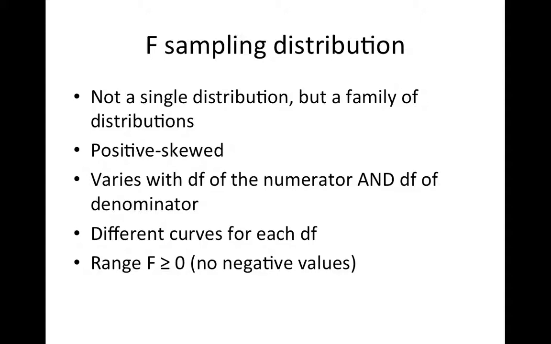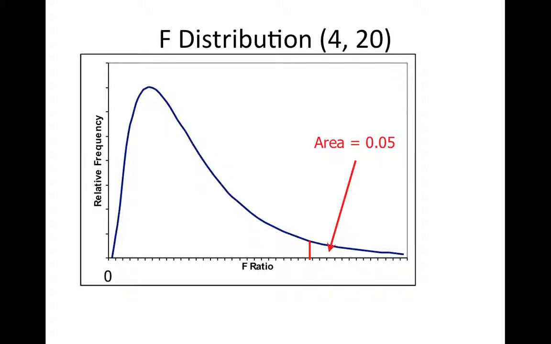Now, it's not a single distribution. It's positively skewed. It varies with degrees of freedom in the numerator and degrees of freedom in the denominator. There are different curves for each degree of freedom, and its range, F, is always greater than or equal to 0. So here's an F distribution with 4 and 20 degrees of freedom.